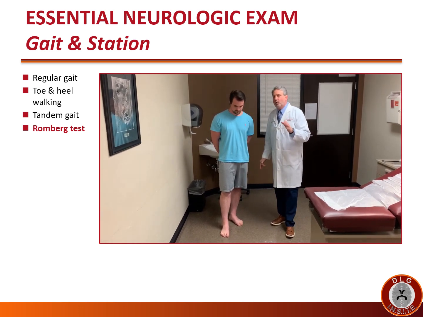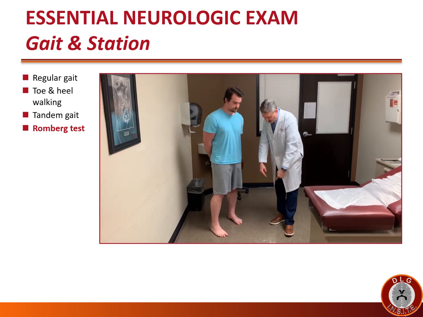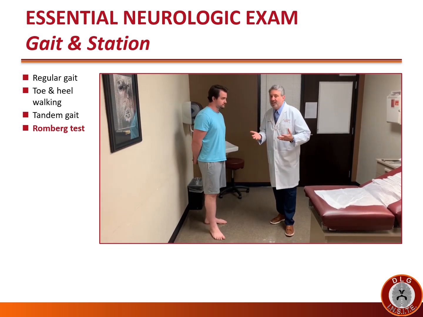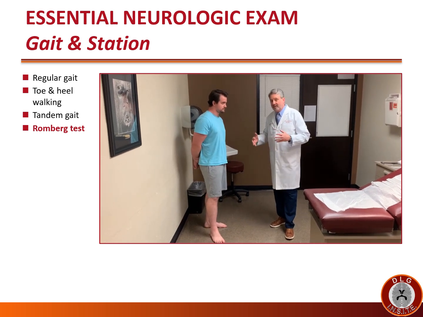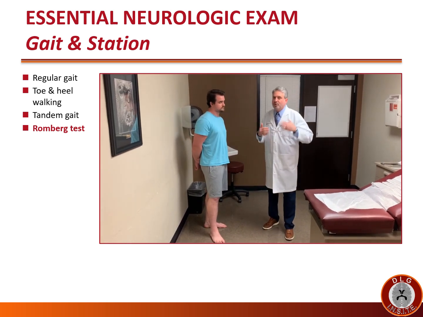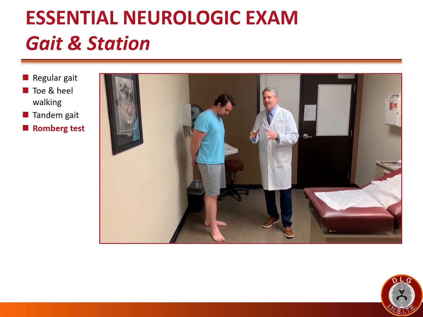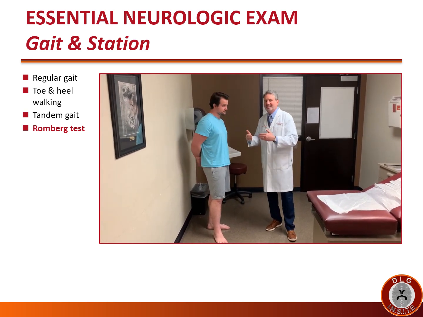In the vast majority of cases, when you're testing Romberg, you're really testing the proprioception in the feet. If there are things like diabetic peripheral neuropathies or spinal cord problems, etc., because if you have a vestibular problem, you usually feel dizzy, vertigo, etc., and you know it's a vestibular problem. So most of the time, you're testing proprioception when testing the Romberg test.